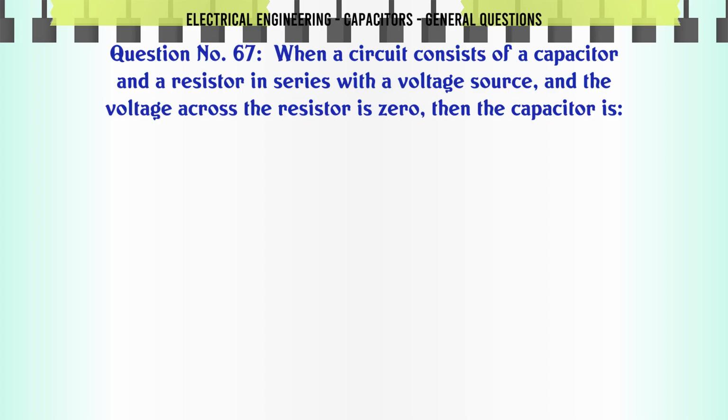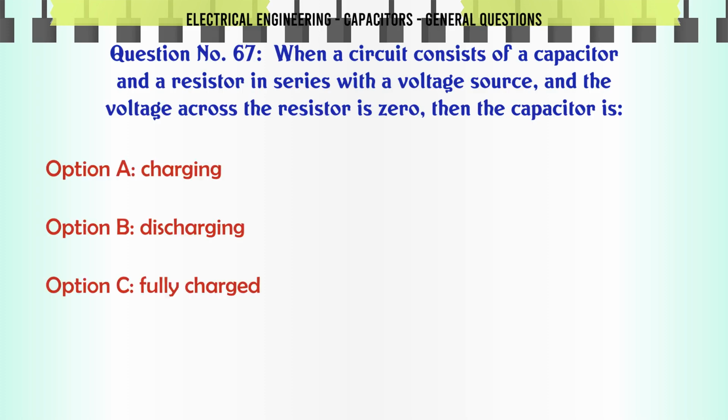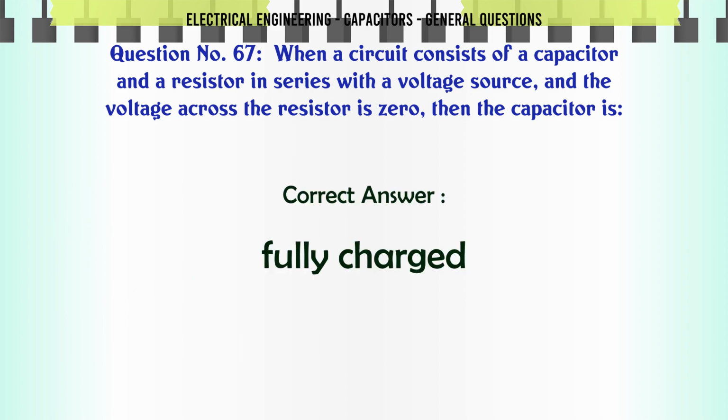When a circuit consists of a capacitor and a resistor in series with a voltage source and the voltage across the resistor is 0, then the capacitor is A. charging, B. discharging, C. fully charged, D. fully discharged. The correct answer is fully charged.